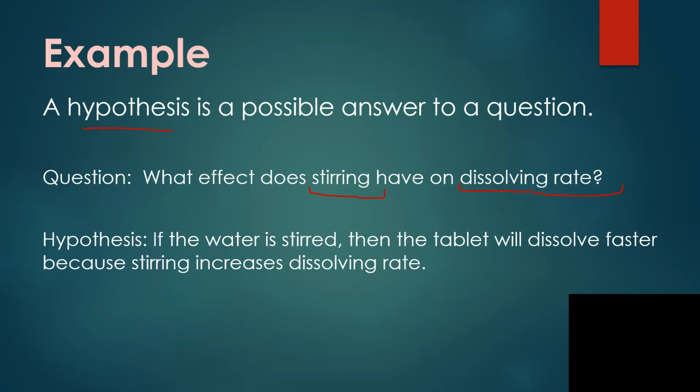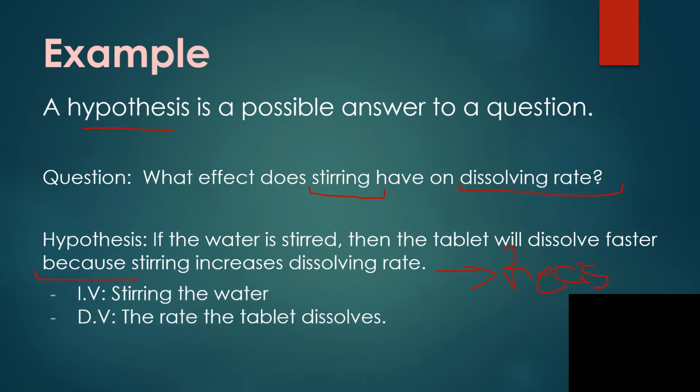And there's always a reason as to why that's happening. So this here is the key: because stirring increases dissolving rate. And this is the part where you actually have to do research. Okay, so this is the part that we need to do research for in order to be able to get through there. Now just recalling again, if we were to write this in words, the independent variable is stirring the water, and the dependent variable is the rate that the tablet will dissolve.